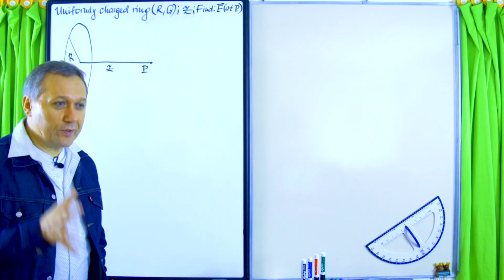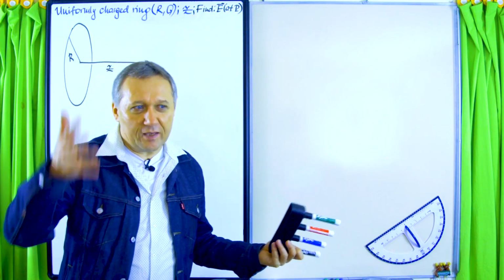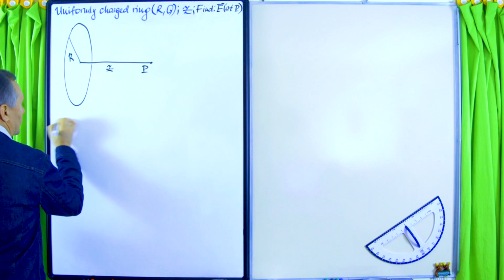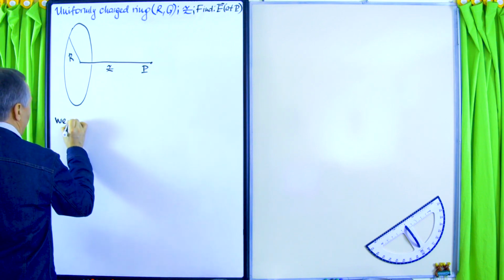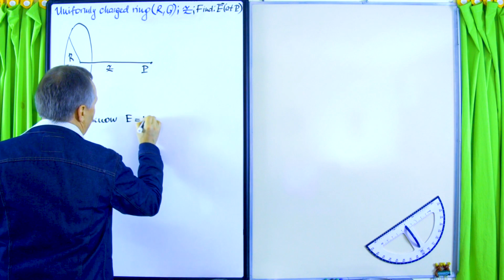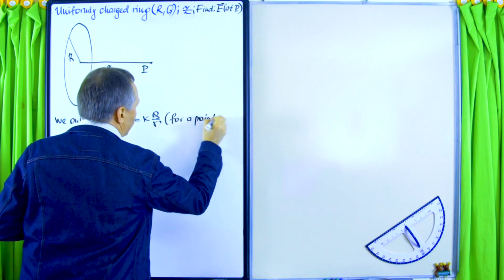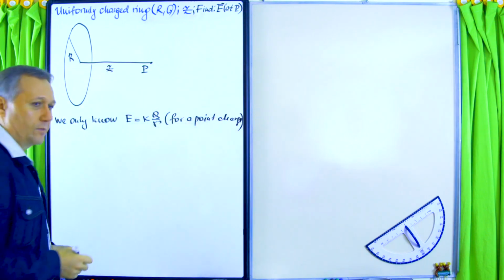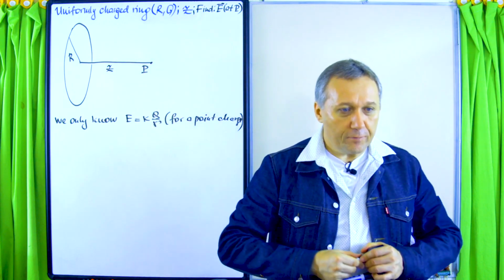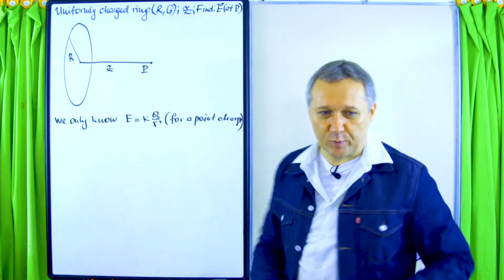So obviously it's not a point mass, so we cannot use directly the formula E equals kq over r squared. So let me write. So far we only know this, E equals kq over r squared, which is for a point charge. Right. So this is the only thing we know. And of course, we cannot just grab this and start using it for this ring because the ring is not a point charge. So how can we start attacking this problem, right?